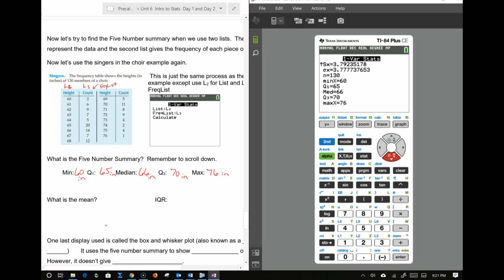So remember, that tells us our minimum, our max, our quartiles. So basically, we're going to be using that data in a little bit to make what's called a whisker and box plot, or box and whisker plot. It just matters who's saying it.